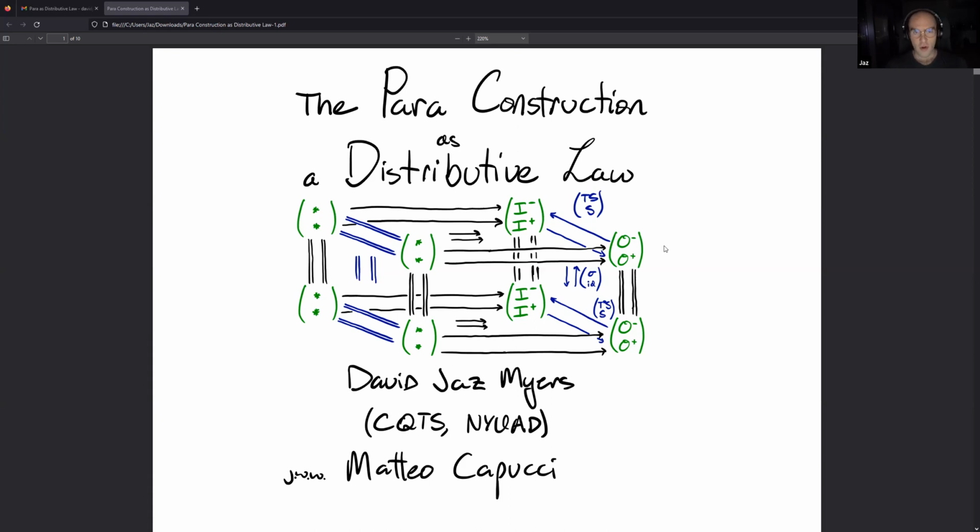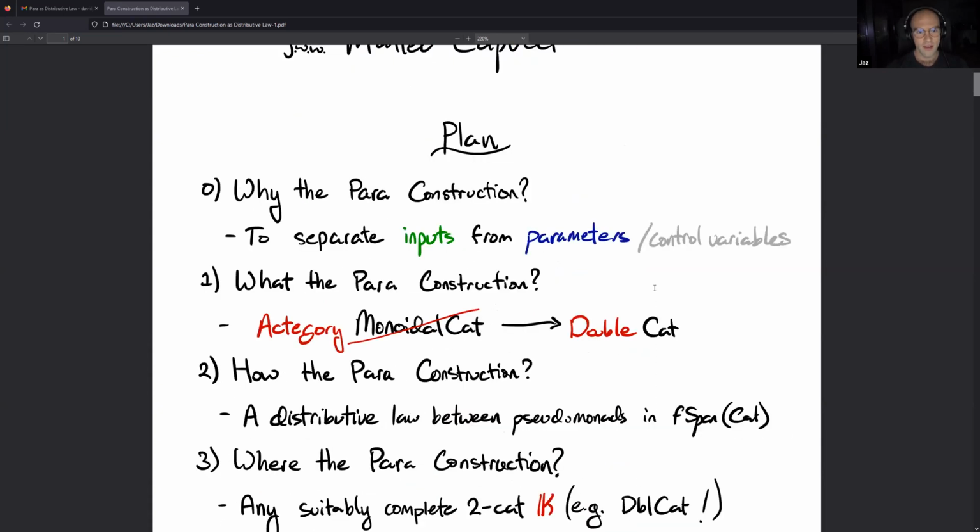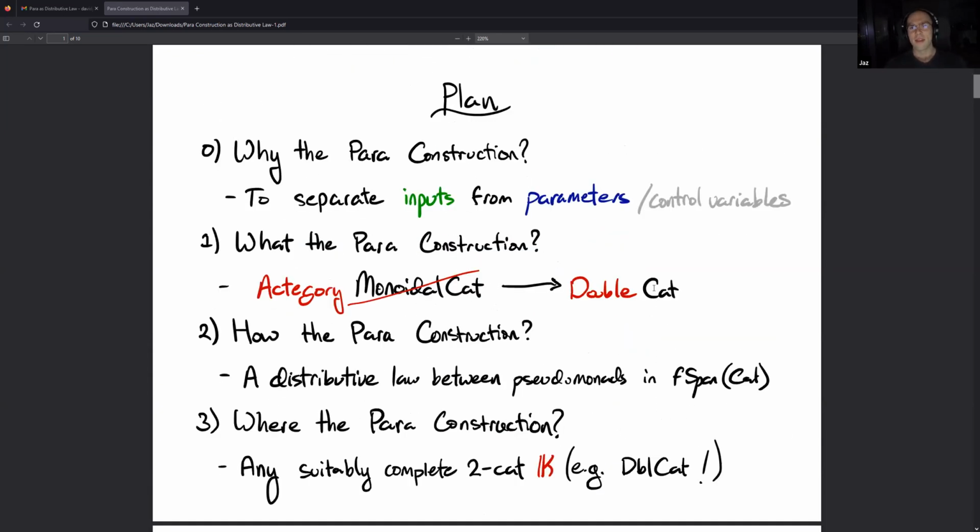This is joint work with Matteo, and I think it's a rather cute story. So I'm excited to share it with you all. So the plan here is to talk about the whys, the whats, the hows, and the wheres of the para construction. So first off, the why of the para construction.